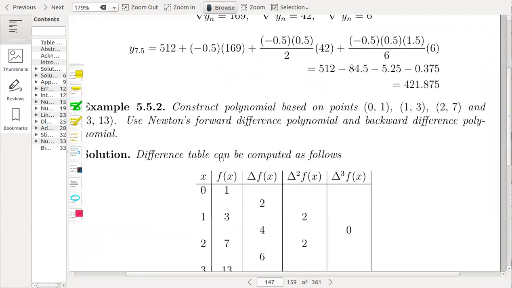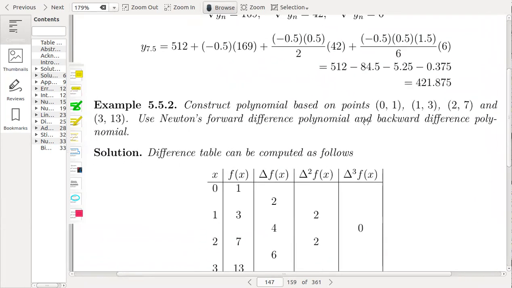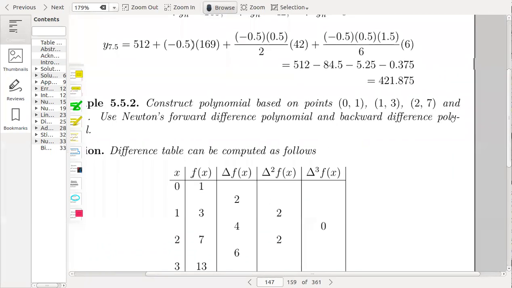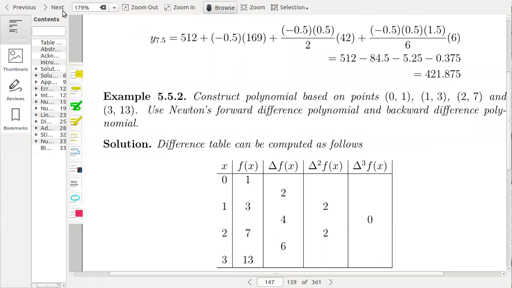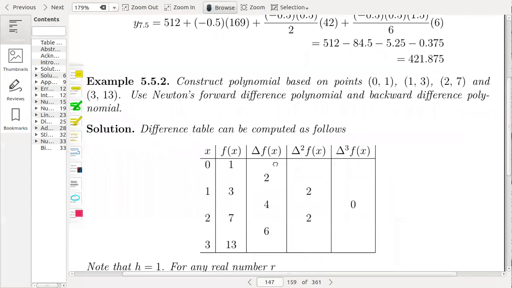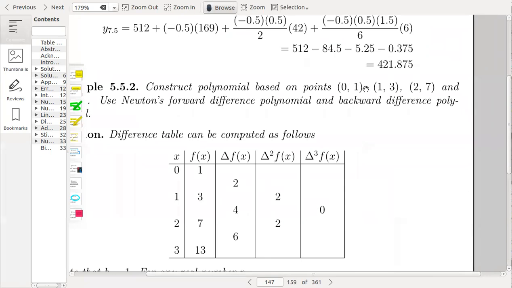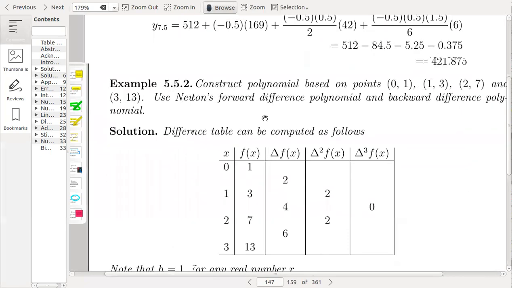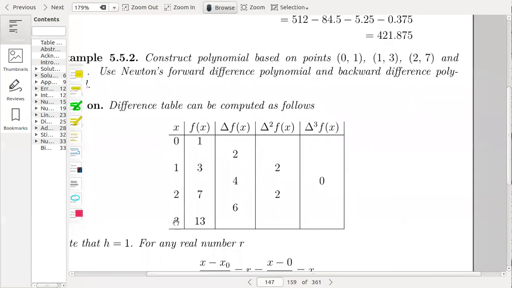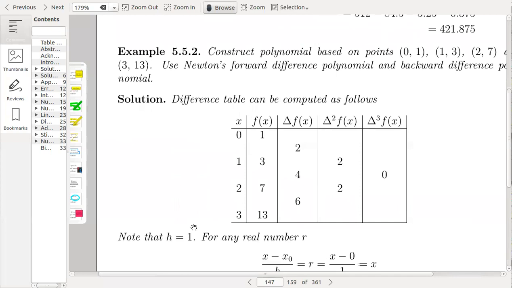Similarly, the next example is to construct the polynomial based on points 0, 1, 2 and 3, with values 1, 3, 7 and 13. What we need to do, we have two options: use Newton's forward difference or backward difference. The first column represents the nodes 0, 1, 2 and 3. The difference between two consecutive points is 1, so we can write h is equal to 1.